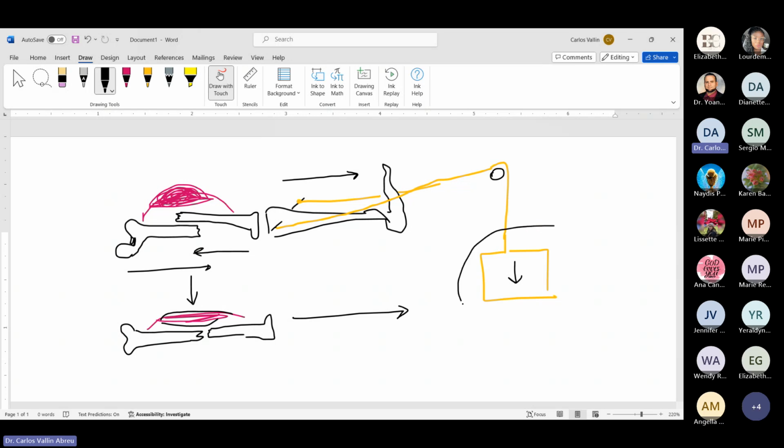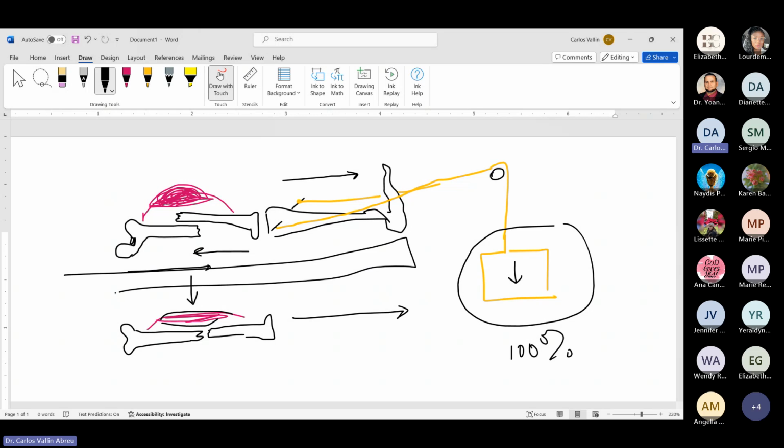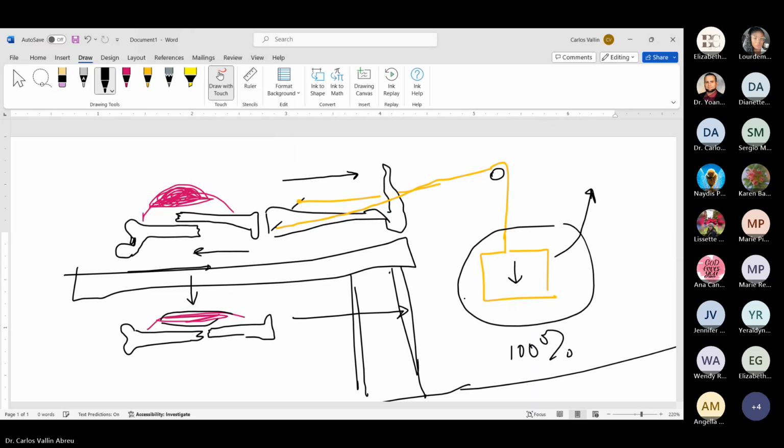Remember that this weight needs to be, 100% of the time, I mean all the time, freely hanging in the air. So if this is the bed, those are the legs of the bed, this is the floor, always the weight needs to be freely hanging. There is no problem when you move the bed if the weight is balancing from one side to the other.